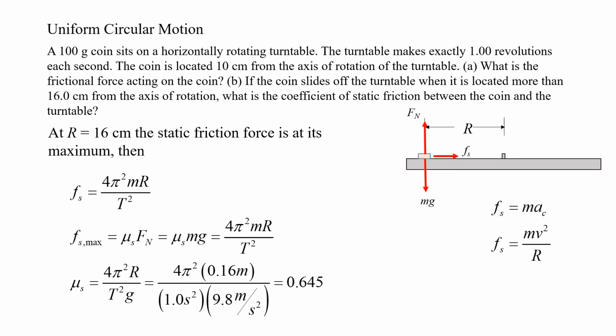And we set that equal to mv squared over r, which we got from the previous slide. So we have mu sub s mg equals 4 pi squared mr over T squared. Notice the mass divides out, and we get mu sub s equals 4 pi squared r over T squared g. Now we've got numbers for all those things on the right. We plug in the numbers, and we get the coefficient of friction is 0.645. All right, so now we've got the answer to this. By drawing the free body diagrams, putting in the forces, and noting what direction the acceleration is, this turns into a simple problem.